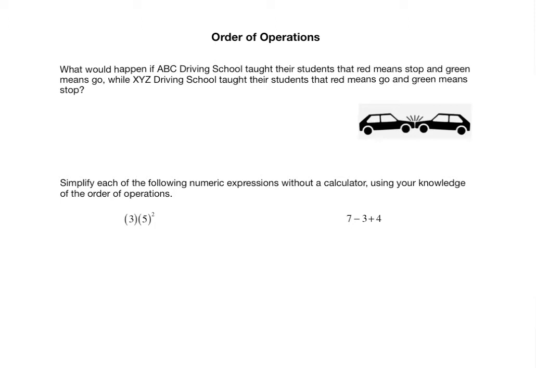For example, if one group of engineers was working on the guidance system for an airplane and they used one order of operations, and another group of engineers used a different order of operations while working on the same guidance system for the airplane, that could produce catastrophic results during the first flight.